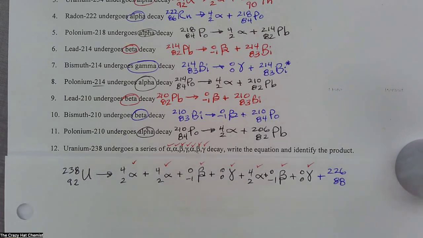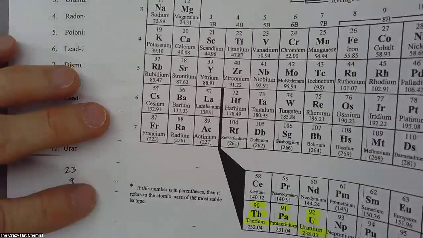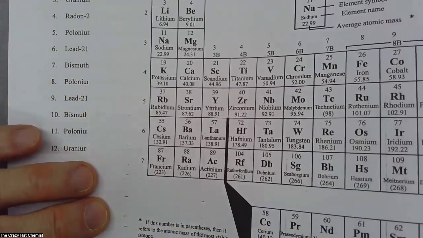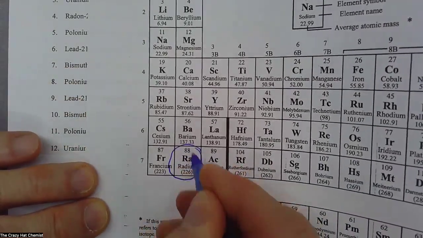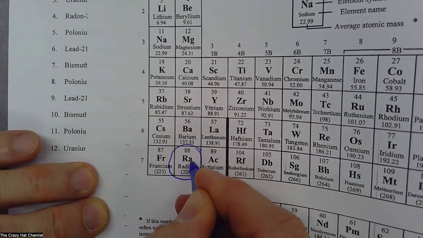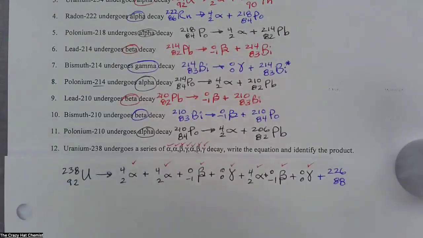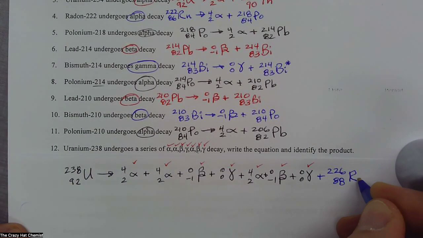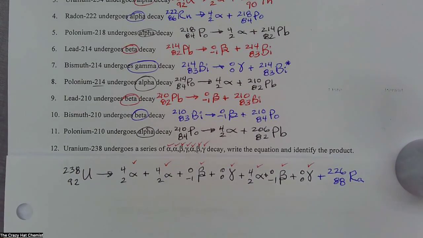Now what we're going to do is we're going to look on our periodic table and we're going to find element number 88. And where is 88? 88 is right here at radium, and that's Ra for element number 88. So this is Ra, just like that. So this is a series of decays, and all you have to do is add them up. It's very similar to what we were doing. It's just a series of decays.